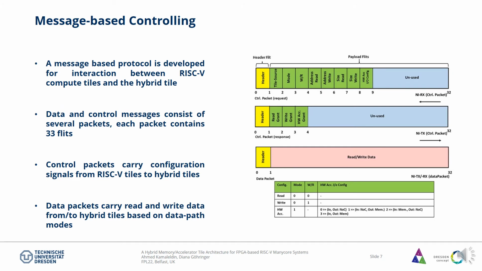A message-based protocol is developed for interaction between RISC-V compute tiles and hypertiles. There are two types of messages supported here: data and control messages. The control messages contain the control packets that carry the configuration signals from the RISC-V tile to the hypertiles. And the data message contains the data packet that includes the read and write data from or to the hypertiles based on the data path configuration. Data and control messages consist of several packets, and each packet contains 33 flits.